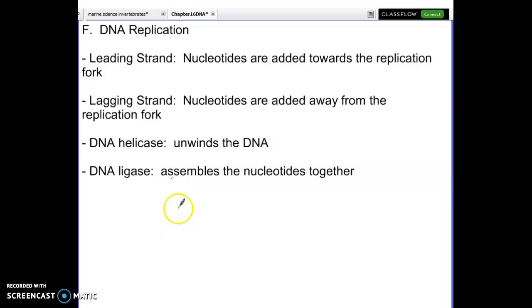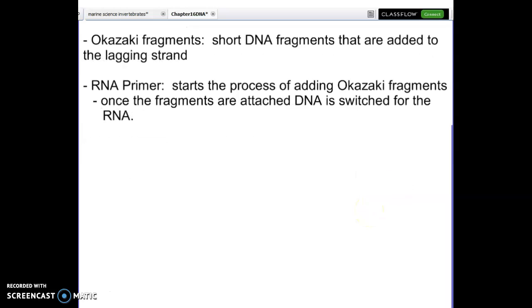So two enzymes that you need to know are DNA helicase and DNA ligase. So remember how DNA is a double helix? Well, what this enzyme does is basically unravel the DNA strand. So it takes it from being a twisted double-stranded molecule to looking like a ladder. And then ligase is an enzyme that's going to attach the nucleotides together. So think of it like super gluing them together as they're added.